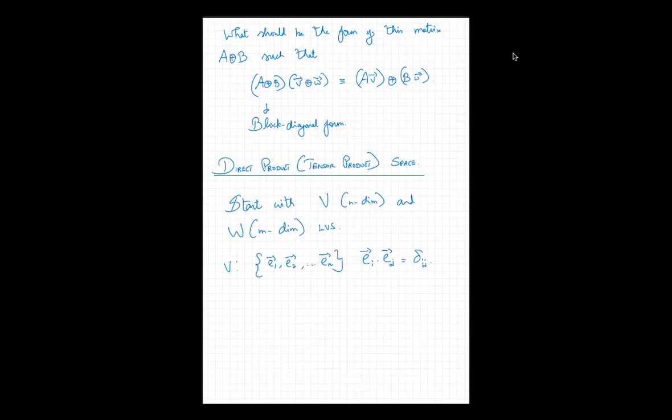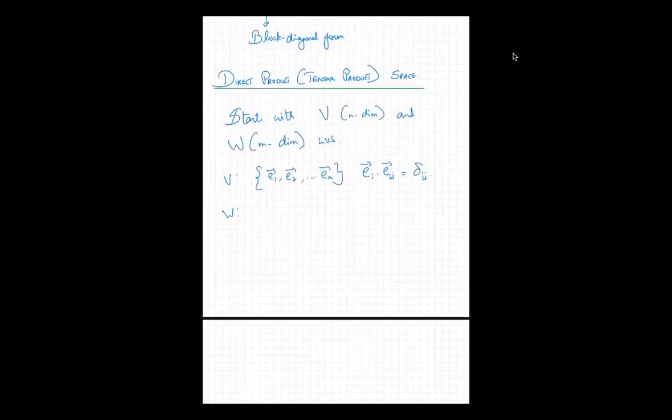On the space W, we will define a set of basis vectors F1, F2 up to Fm, and Fi dot Fj should be equal to delta Ij, because these are all proper basis vectors and we want them to be orthonormal. So now we define a direct product space.